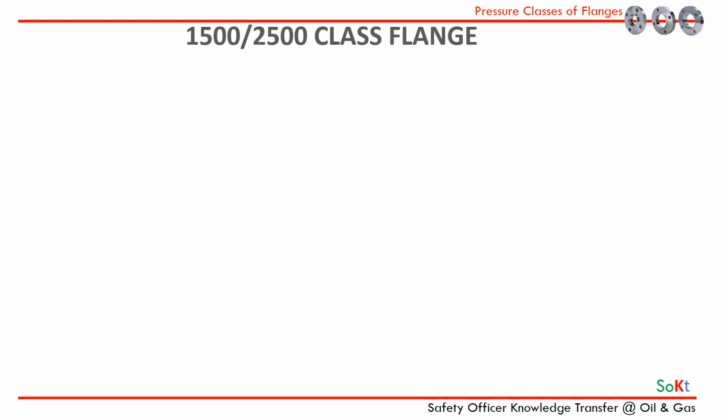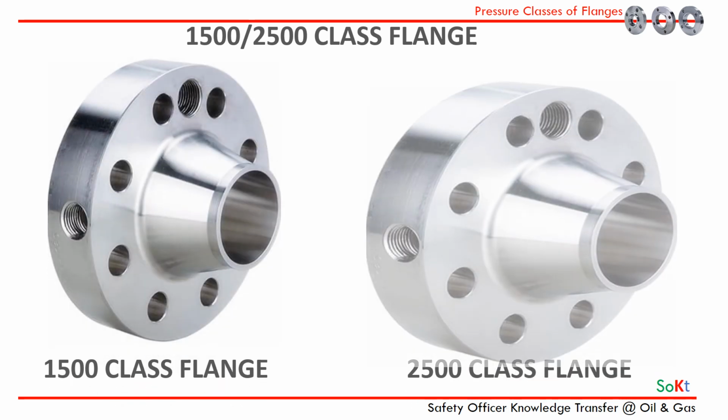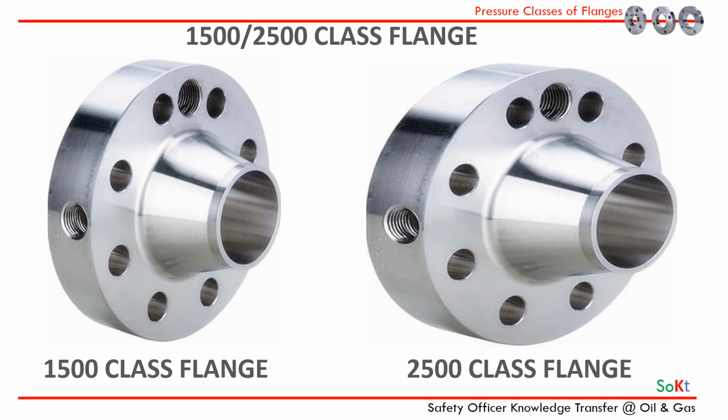Finally, the higher rating flanges, which are class 1500 and class 2500 flanges. As you can see on the screen, as the class or rating increases, the body thickness is also increasing. These class flanges are especially reserved for extremely high pressure and temperature to handle more stress, and are used in oil and gas and refineries.